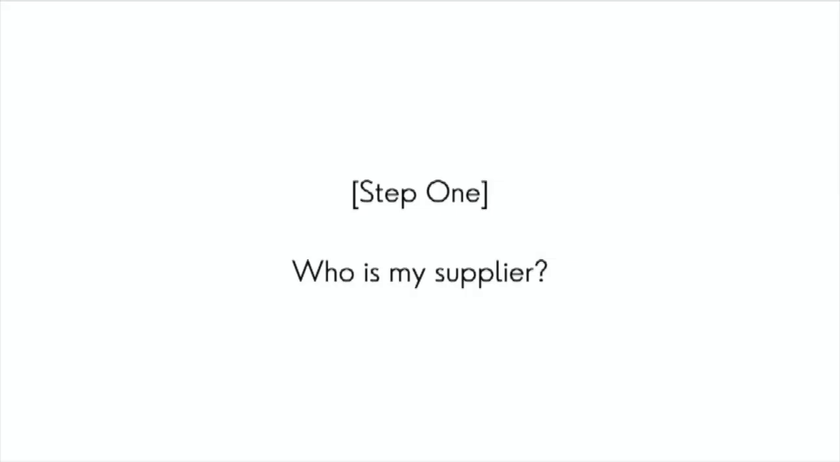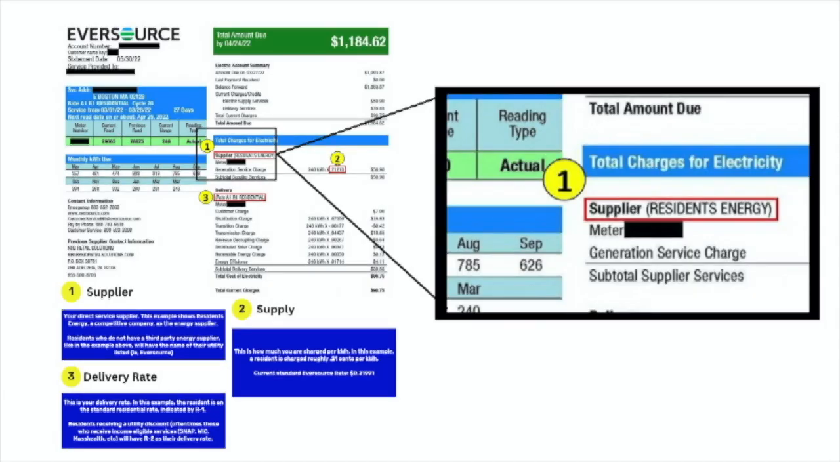Step 1. Who is your supplier? Even though Eversource is the only electric company that serves households in Chelsea, the energy provided by Eversource could come from a third-party supplier. You can find out who your supplier is by looking at your energy bill and finding the word supplier towards the top of your bill. Most residents will see Eversource as their supplier. If you have a third-party supplier, you will see a name of a different company listed. Our example bill has Residence Energy shown, for example.